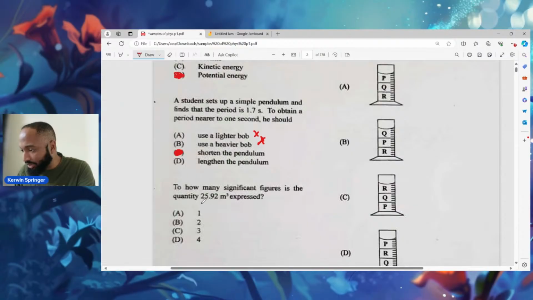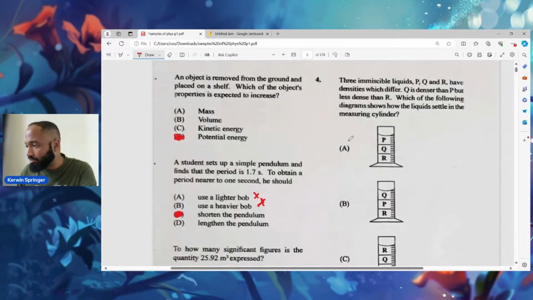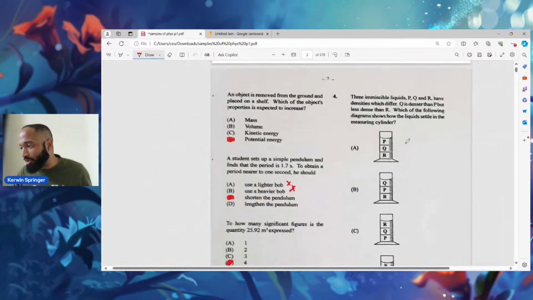To how many significant figures is the quantity expressed? 1, 2, 3, 4 significant figures are used here. So the answer is D. So far, D, C, D. These are recent samples that I'm doing.